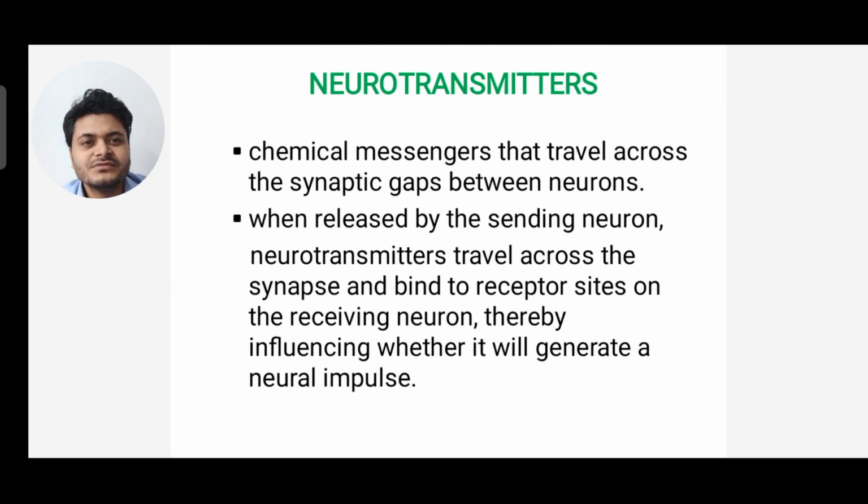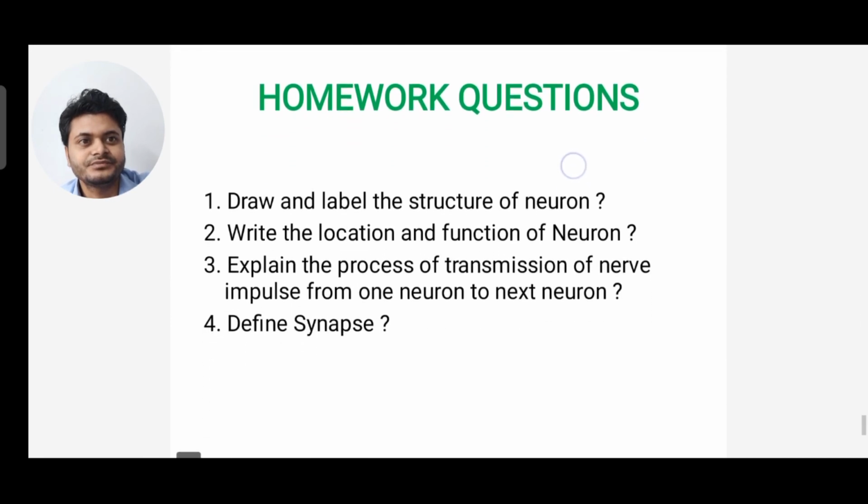Next you have neurotransmitter, the chemical messenger that travels across the synaptic gap between the neurons. When released by the sending neuron, the neurotransmitter travels across the synapse and binds to the receptor site on the receiving neuron, thereby influencing whether it will generate a neural impulse or not.